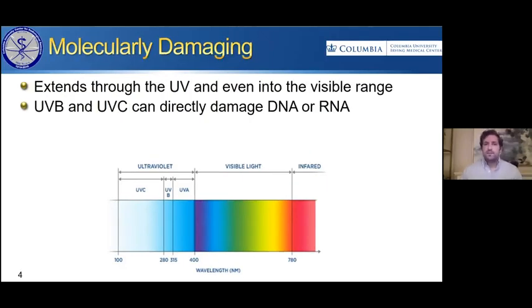So these wavelengths of light from the UV and even extending somewhat into the visible range interact with biological materials and can cause molecular damage. They don't have adequate energy to ionize an atom, but they do have enough energy to damage a molecule. And UVB and UVC wavelengths, which are the most energetic of the ultraviolet, have enough energy to damage DNA or RNA.